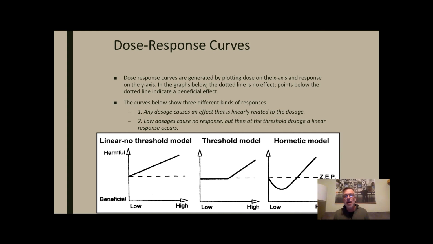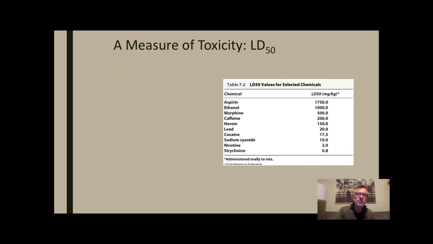And the hormetic model, which I'll talk about in a little bit, shows you that at low doses you actually get a beneficial effect, and then at some threshold dose it turns around and starts going up, and at a second threshold you actually finally get a negative effect. And we'll talk about hormesis a little later.